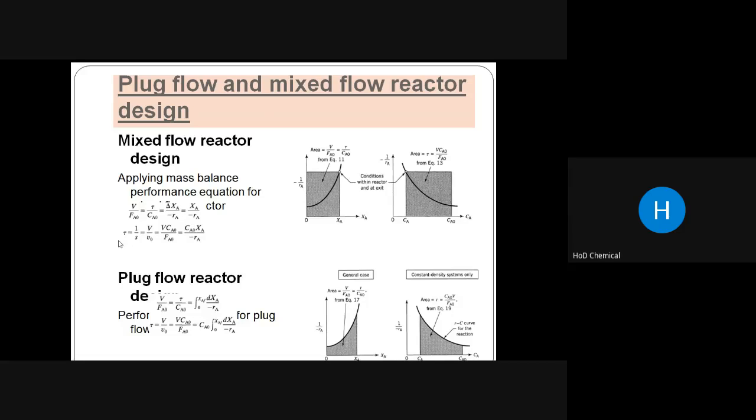Okay, and here tau indicates the residence time. So, as in the plug flow reactor, V by FA naught equal to tau by CA naught equal to XA by minus rA. Okay, this is for the plug flow reactor.